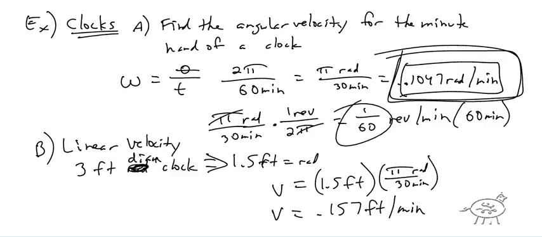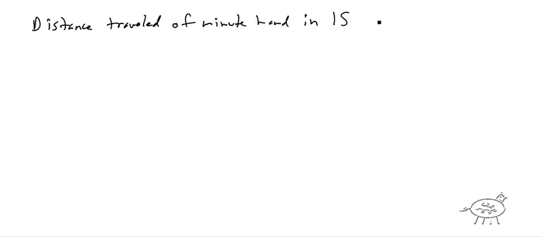Okay, let's keep going. I'm going to erase this now. How about the distance traveled by the minute hand in 15 minutes? Of course, it's still a 3-foot diameter clock. That's actually pretty easy too. We don't really need to know a lot of stuff here.